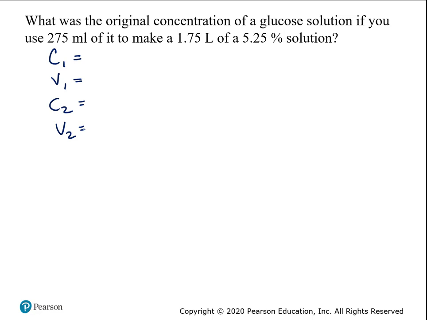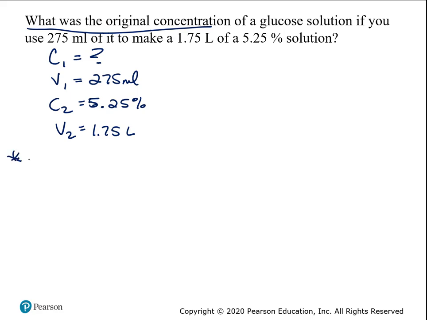So 275 milliliters, what is that? Is that V1 or V2? V1. So 275 milliliters is my V1, because that's the volume of the original concentration. What is 1.75 liters? That is the second volume, V2. And then 5.25% is C2. So my unknown is, what was the original concentration? That's my unknown.